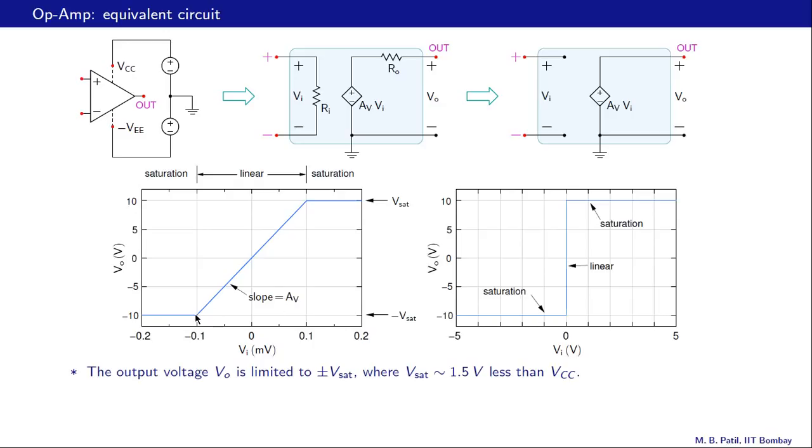Now this relationship is valid only up to a certain point, and at that point the output voltage saturates either to a positive value or to a negative value. The positive value we will denote by Vsat, sat for saturation, and the negative value by minus Vsat.